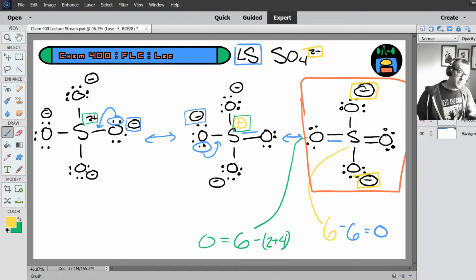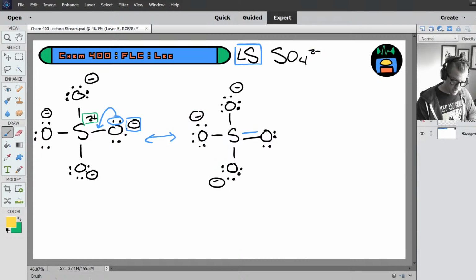And I know between oxygen and sulfur, sulfur is less electronegative, oxygen's more electronegative. The best resonance structure will put negative formal charges on the more electronegative elements. So I'm good to go. This is the answer to this problem.